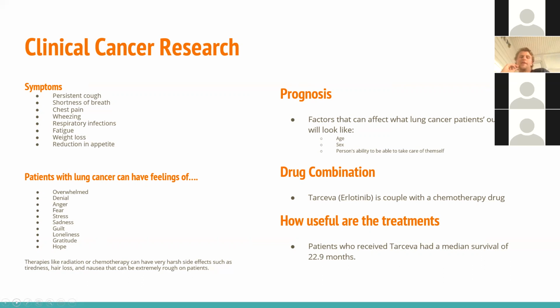Factors that can affect what a lung cancer patient's outlook will look like are age, sex, and a person's ability to take care of themselves. Tarceva is coupled with chemotherapy in some cases. Patients who received Tarceva had a median survival of 22.9 months.